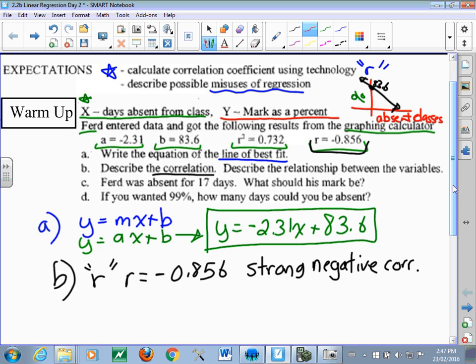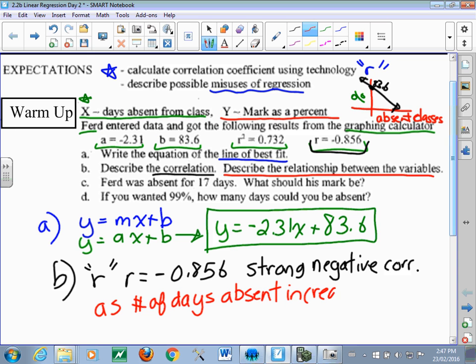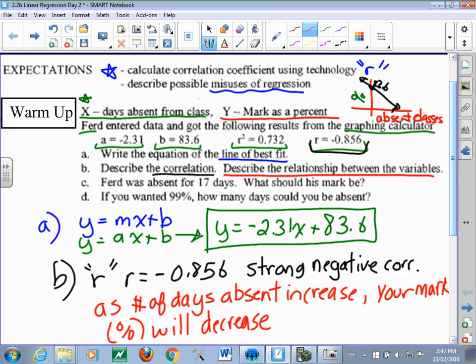Now, the next part says to describe the relationship between the two variables. Well, what are we going to say? As whatever the independent is, so as number of days absent increase, what happens to our y-axis? Well, our y is really your mark, so your mark, or you can put your percentage, I'll put percentage in the bracket, will decrease. So that describes the relationship between the two.